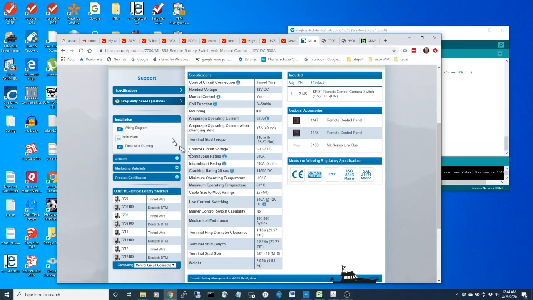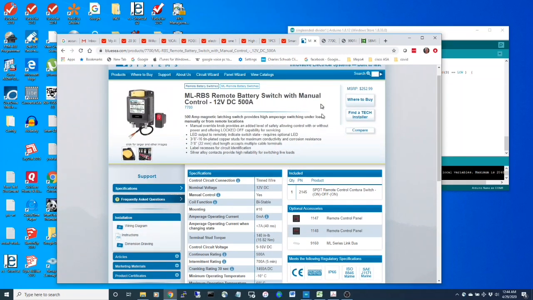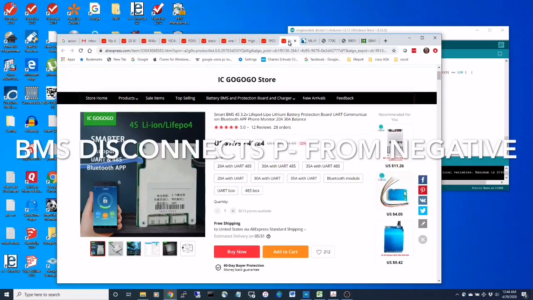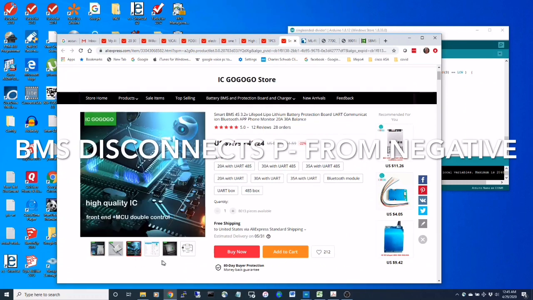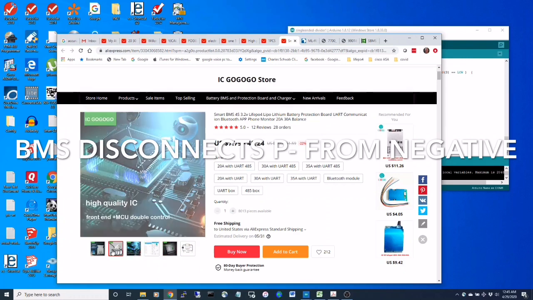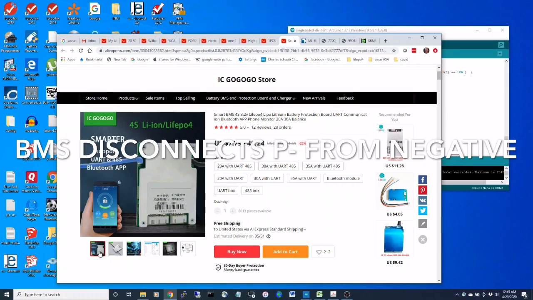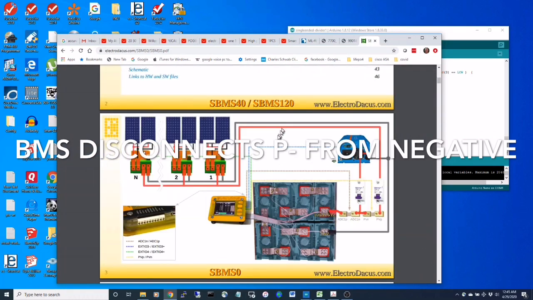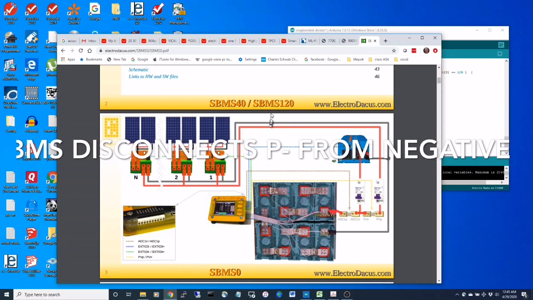The instruction book's over on the Blue Sea site, and you can read through it. They sell it with a switch, which isn't applicable to us because we're using an automated BMS. This is the kind of BMS that I have here. It's the smart BMS, which will actually float a signal. That is similar to what the Electrodacus manual is going to do. This Electrodacus outputs a signal that can float. He's got a relay in that system, and I'm going to use that relay on the BMS.